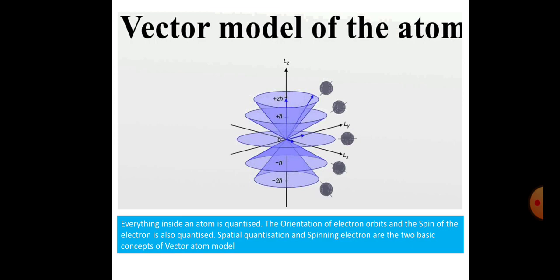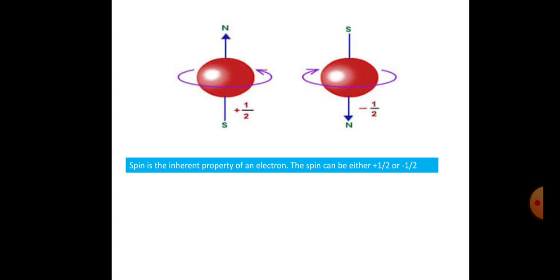In the vector atom model, everything inside an atom is quantized. The orientation of electron orbits and the spin of the electron are also quantized. Spatial quantization and spinning electron are the two basic concepts of the vector atom model. The spin is the inherent property of an electron. The spin can be either plus half or minus half, spin up or spin down. The spin is also called the fixed property of the electron.